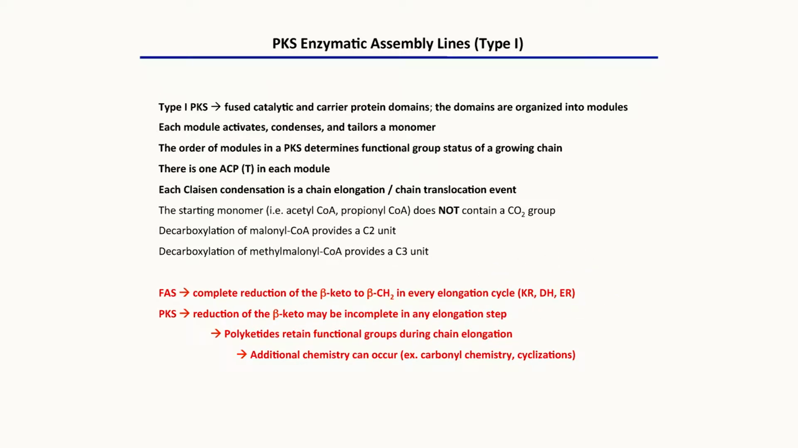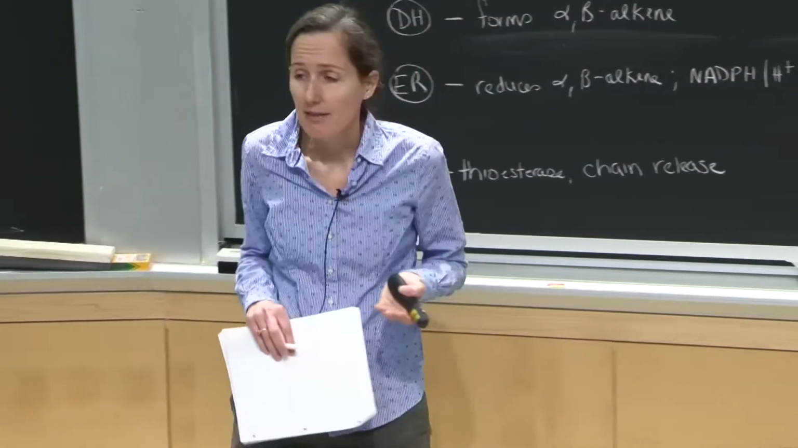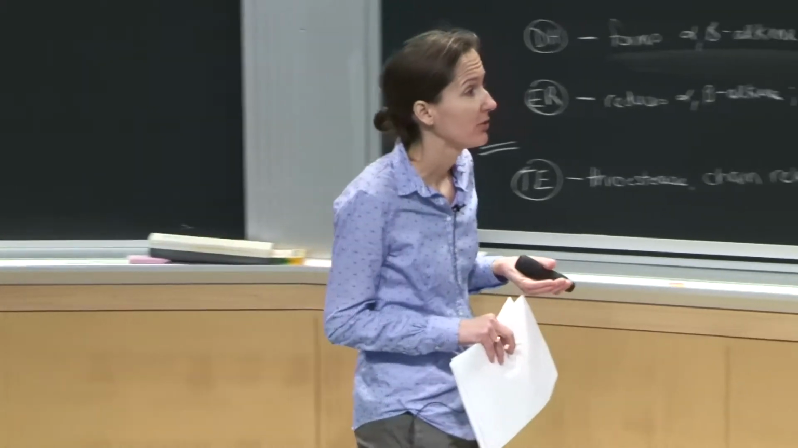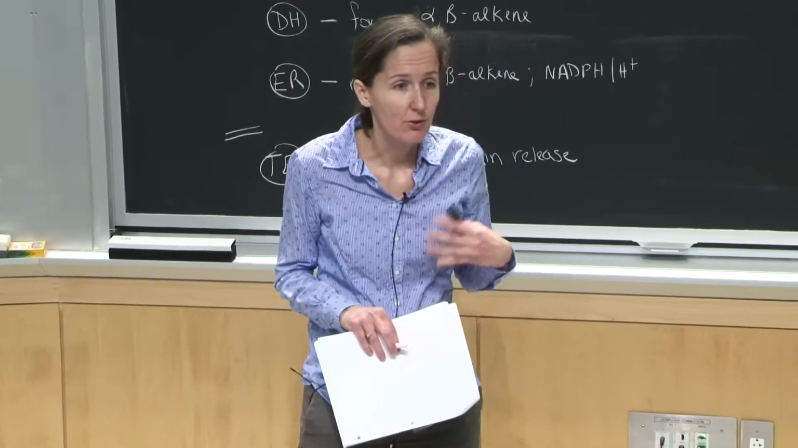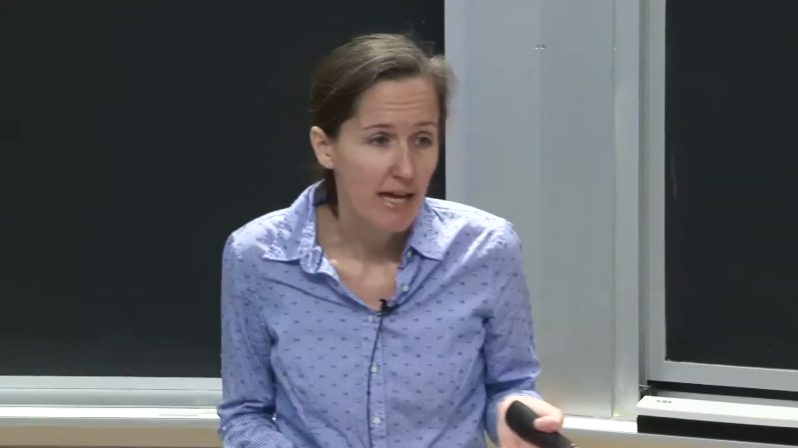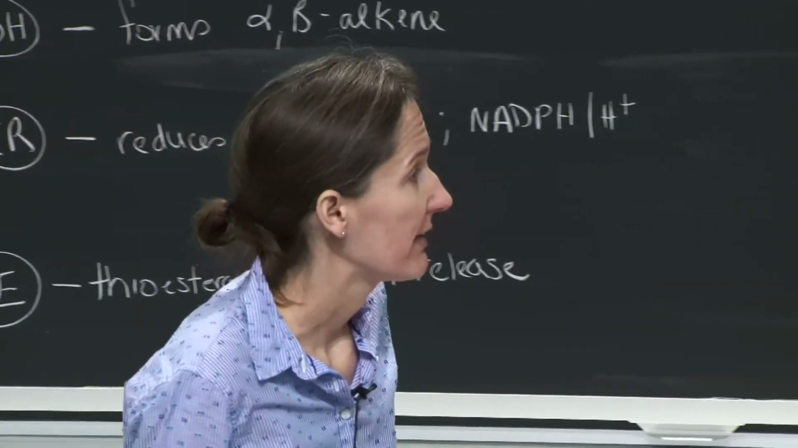In PKS, what can happen is that reduction of this beta-keto group may not happen at all, or it may be incomplete in each elongation step. So what that means is that polyketides retain functional groups during chain elongation. And if you look back at some of the structures that were in the notes from last time, you'll see that in terms of ketones, hydroxyls, double bonds, et cetera.